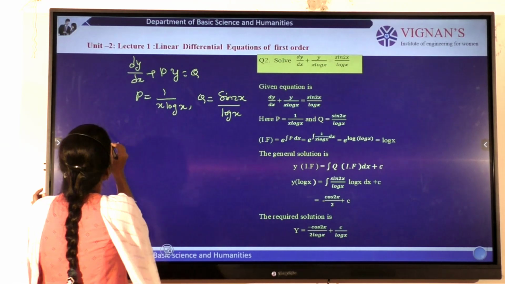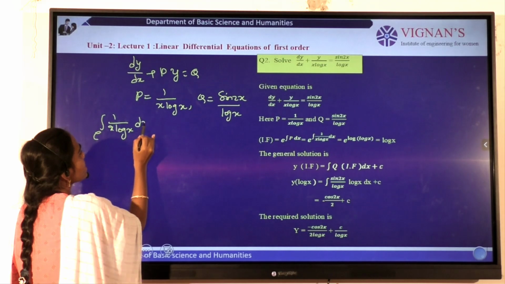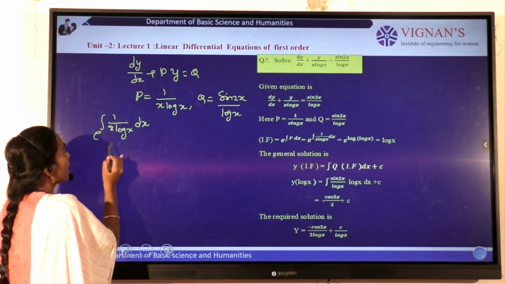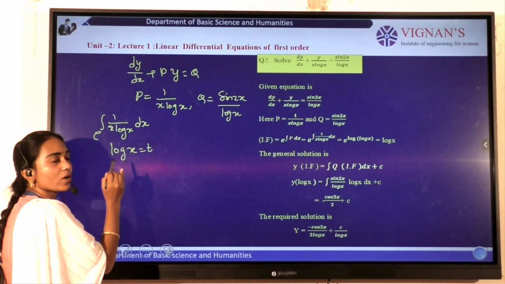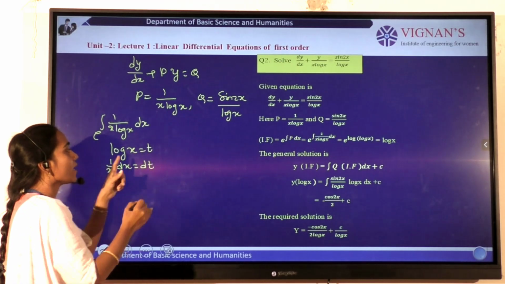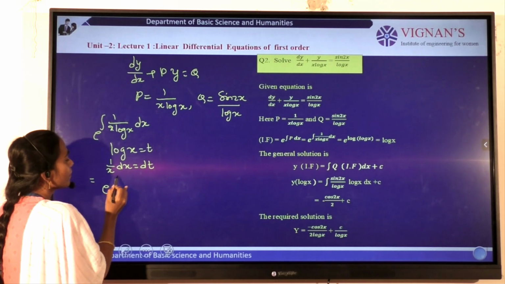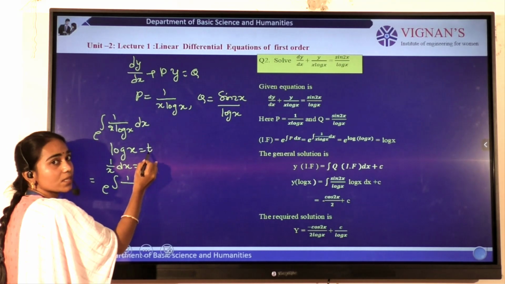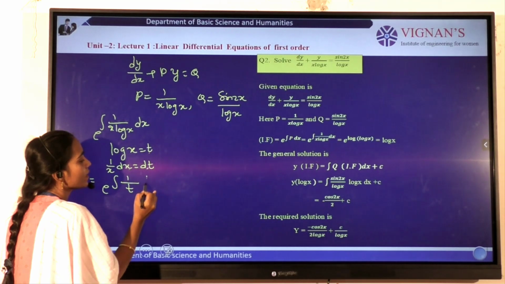So we have to find the integration of 1 by x log x dx. We don't have a direct integration for this. For that, we have to take this log x as t. Let log x equal to t. When log x equal to t, what happens? 1 by x into dx is equal to dt when we differentiate this with respect to x. Now substitute here. What is our log x? Log x is equal to t. And 1 by x dx is nothing but dt.